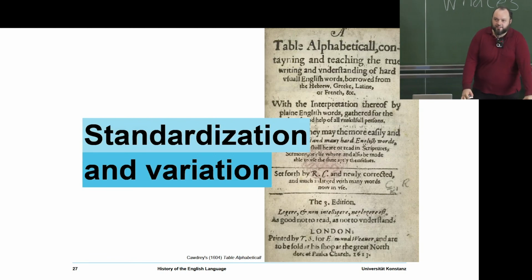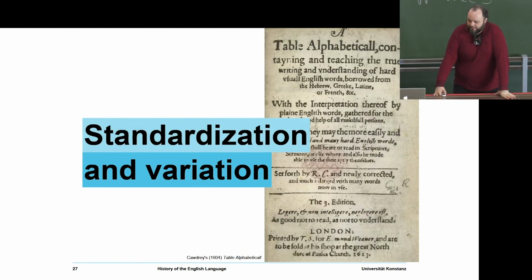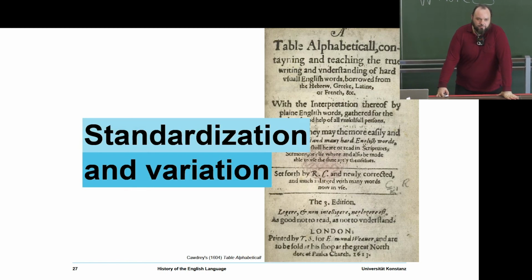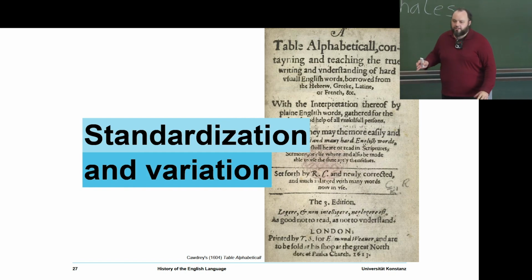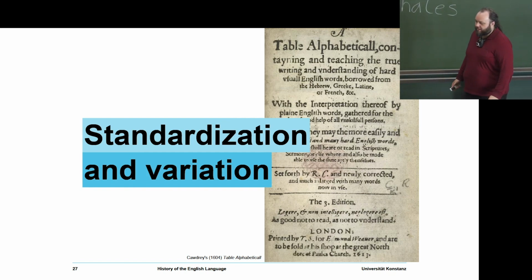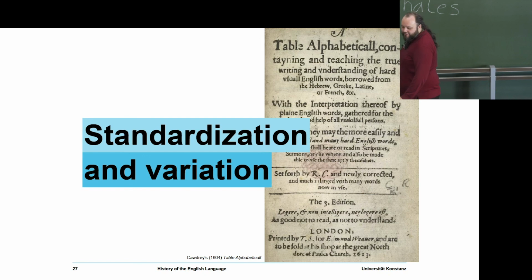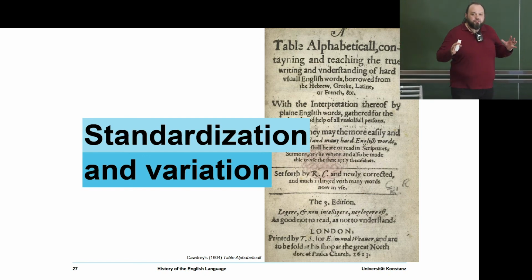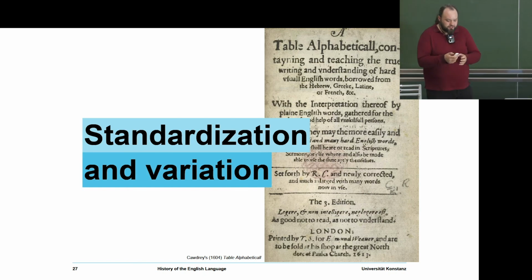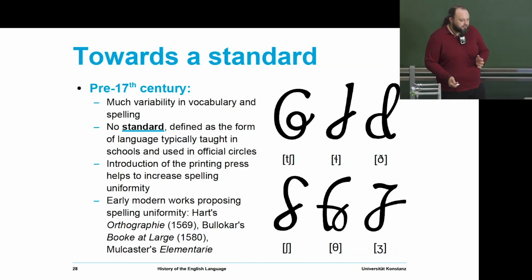All right, finally, standardization and variation. This is something I've been hinting at the whole time because this is really the elephant in the room. This is really the big happening during the early modern English period. We see standardization and we see the amount of variation in printed texts going down. So what does this entail?